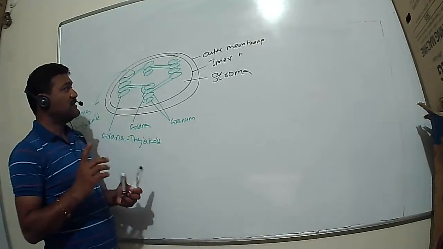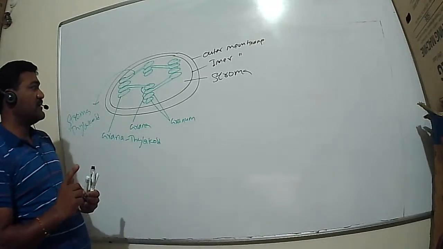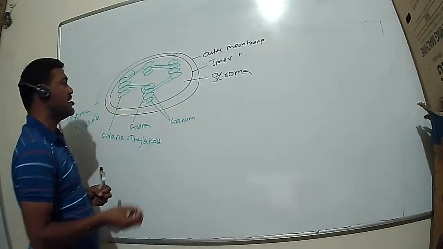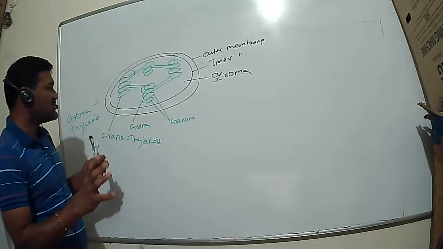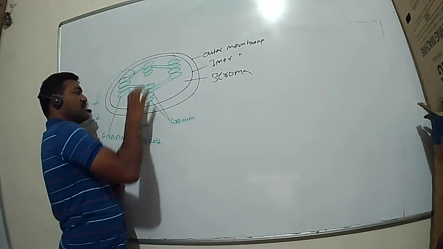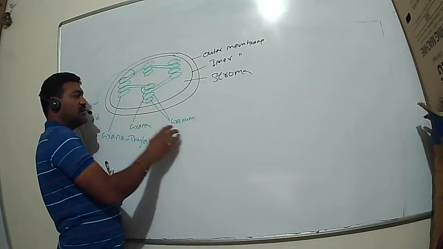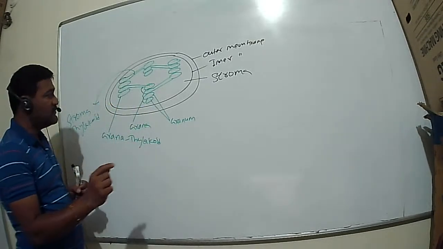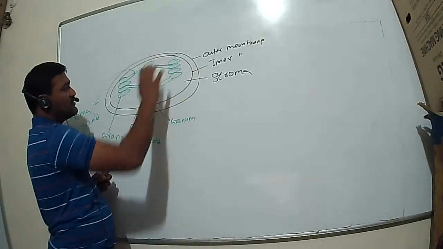So remember, it has an outer membrane, inner membrane, and inside there is a colorless enzyme rich fluid called stroma, and in this stroma you have green structures called grana. Every grana is piled up with 9 to 10 granum. The membrane of grana is called grana thylakoid, and the membranes which connect one grana and another grana are called stroma thylakoid.